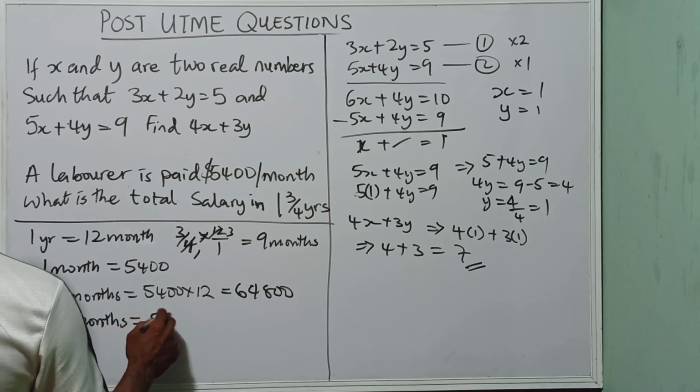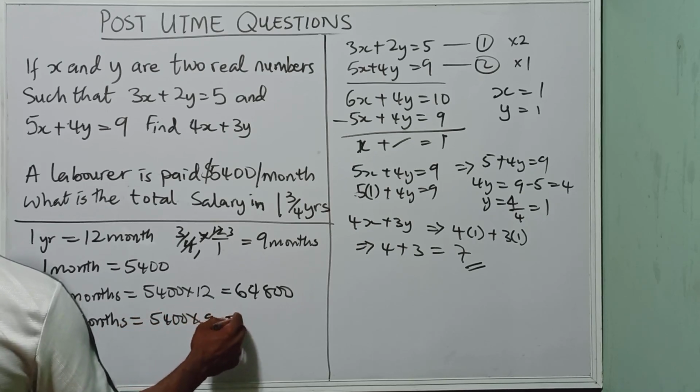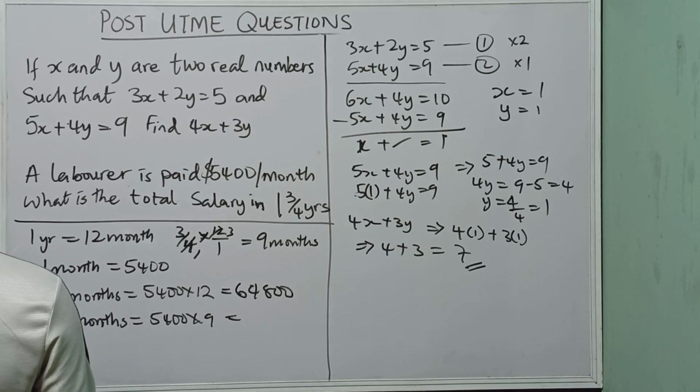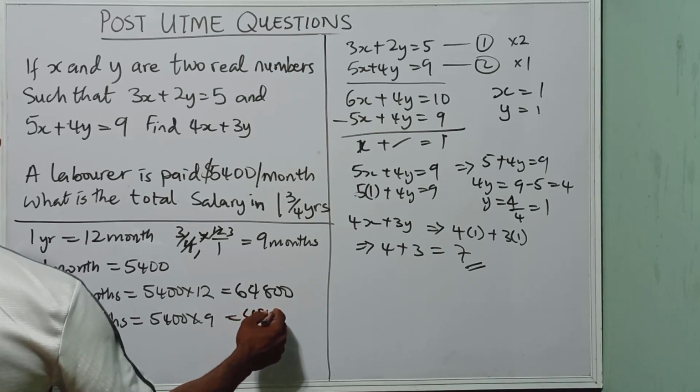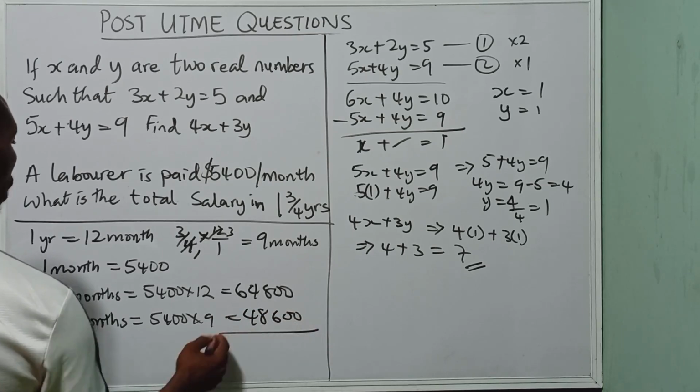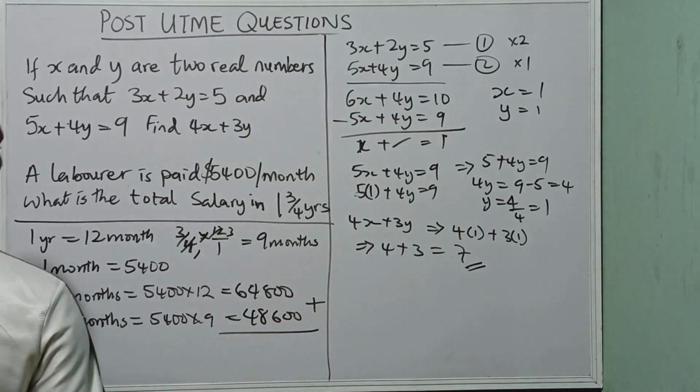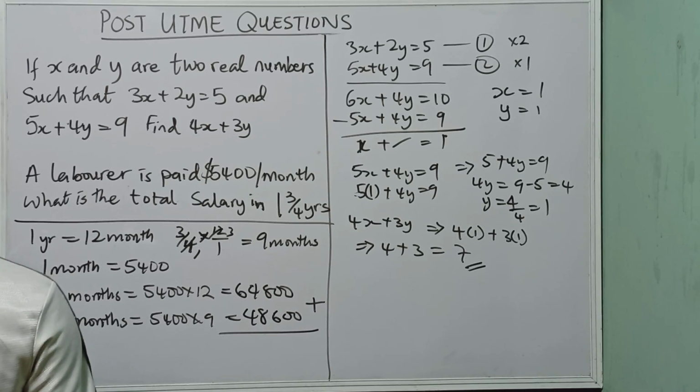So for 9 months, you will get 5,400 times 9, which is 48,600. Alright, so when we sum this up, this will give us 64,800 plus 48,600.